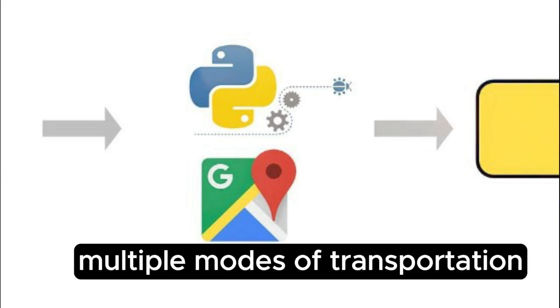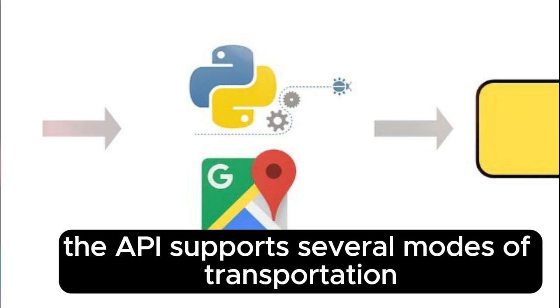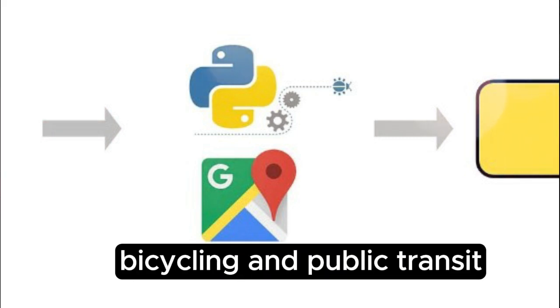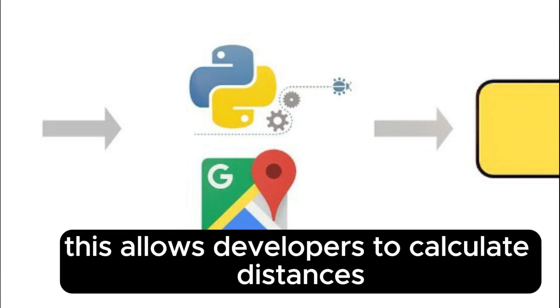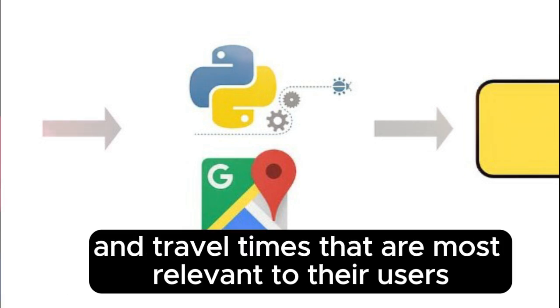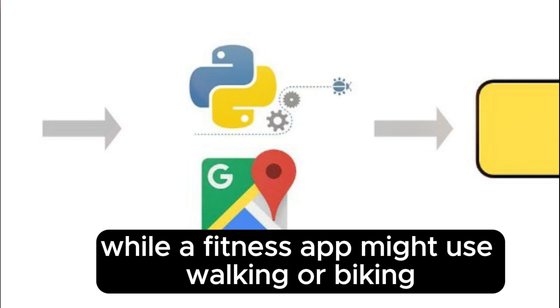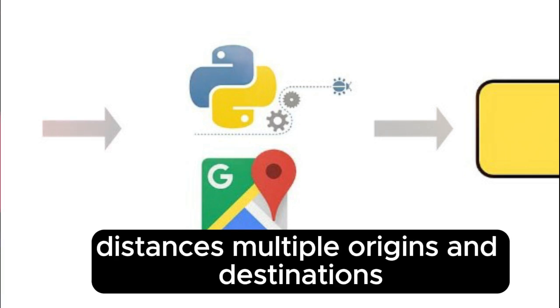Multiple modes of transportation. The API supports several modes of transportation, including driving, walking, bicycling, and public transit. This allows developers to calculate distances and travel times that are most relevant to their users' needs. For example, a food delivery app may calculate driving distances, while a fitness app might use walking or biking distances.